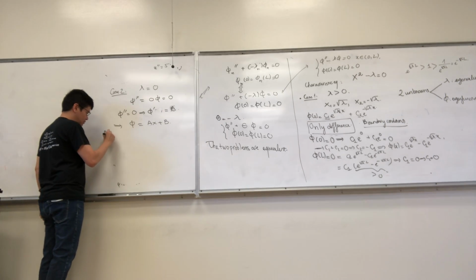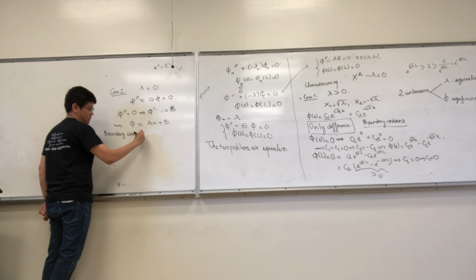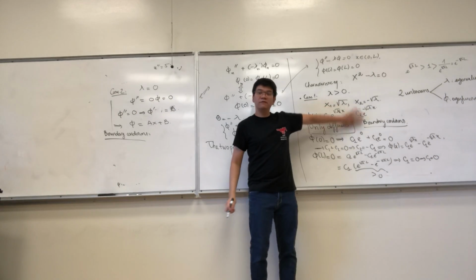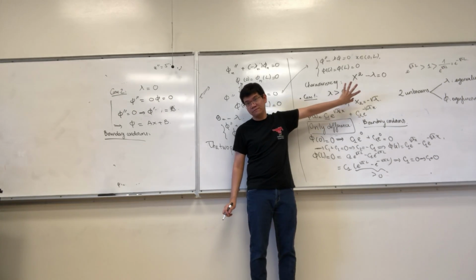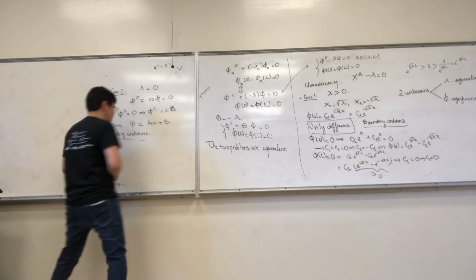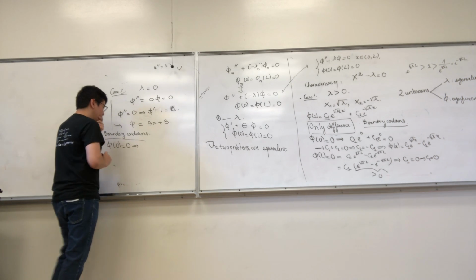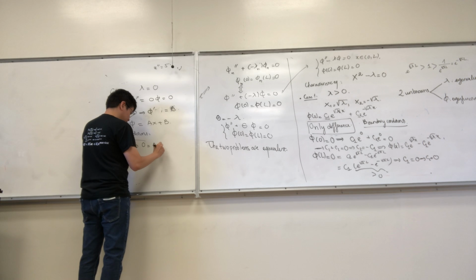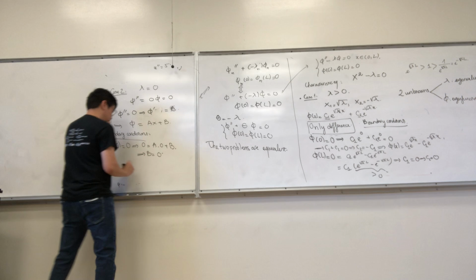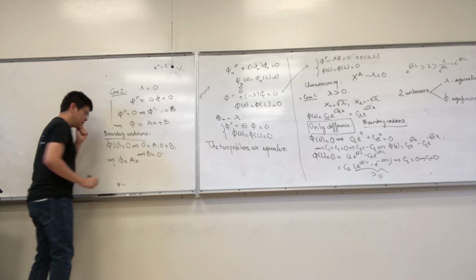So you're going to use the boundary condition. Again, this step and this step are the same for all eigenvalue problems. The only difference is the boundary condition. So the first boundary condition is phi of 0 is going to be 0. So 0 will be a times 0 plus b, which means that b is 0. So phi will be ax, right?